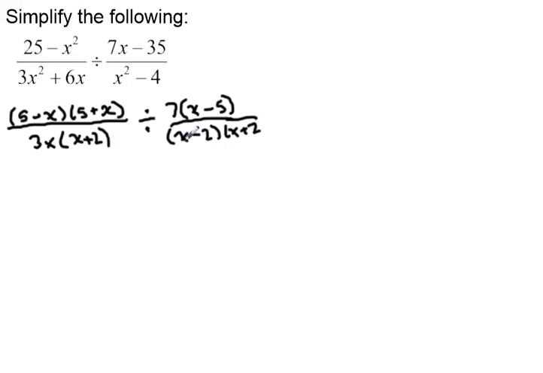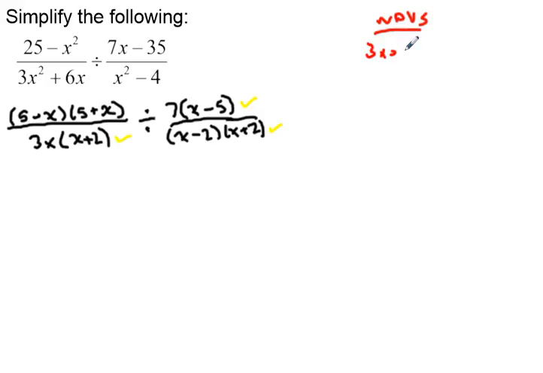So now that I have everything fully factored, I'd like to go find non-permissible values. Now remember, because this is division, I need to consider the denominator of this rational expression, but I also need to consider the numerator of this expression, because in my next step, I'll be multiplying by the reciprocal. So to find my NPVs, I'm going to be looking at 3x, x plus 2, x minus 2, and x minus 5.